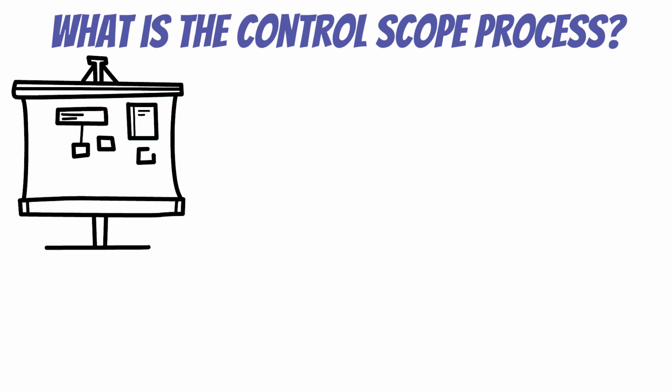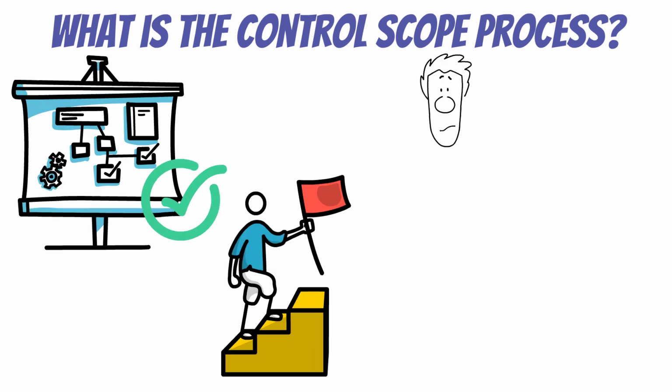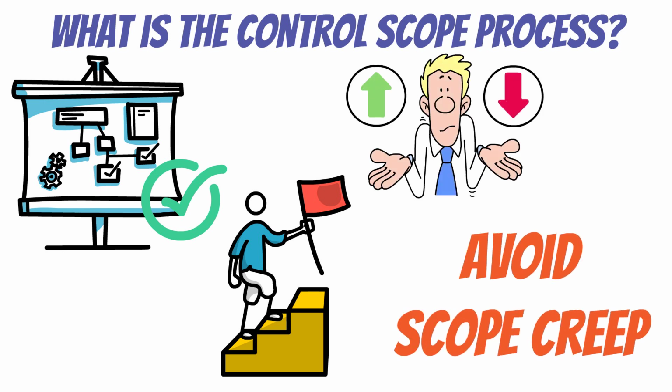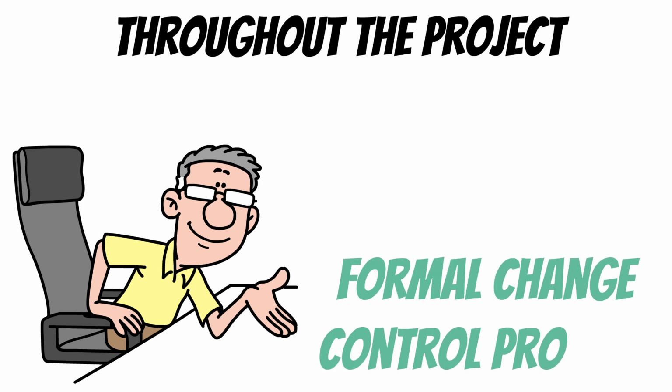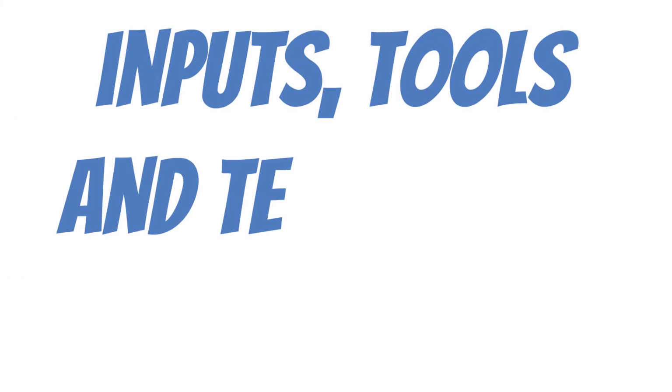What is the control scope process? Control scope is all about monitoring project scope and managing changes effectively. The goal? Keep the project on track, ensure all work aligns with the agreed scope, and avoid scope creep. This process happens throughout the project, not just at the end. It ensures that if changes happen, they go through a formal change control process instead of sneaking in unnoticed. Now we will break down the inputs, tools and techniques, and outputs.